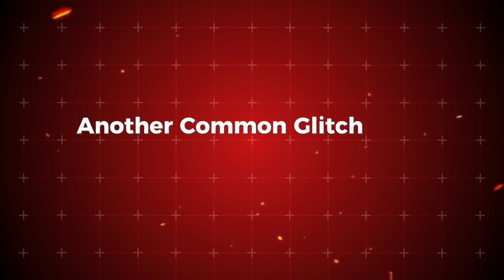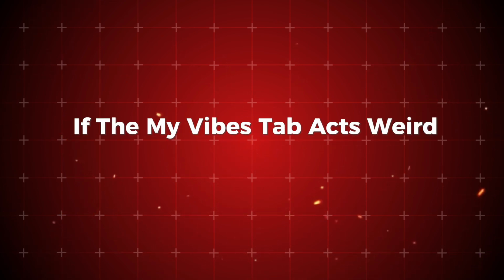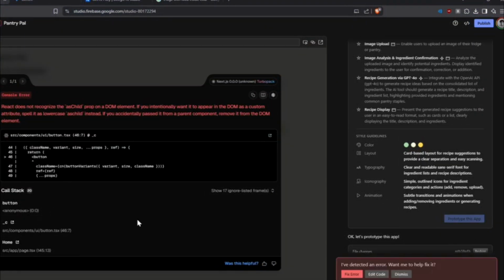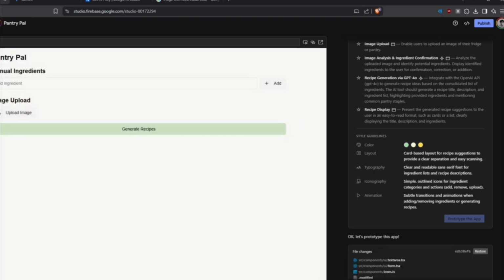Another common glitch, login issues. If the My Vibes tab acts weird, type fix login not saving playlists. It might tweak the authentication setup, takes seconds. You can also check the Logs tab in the workspace to see what's tripping, like if the share button's link is funky.